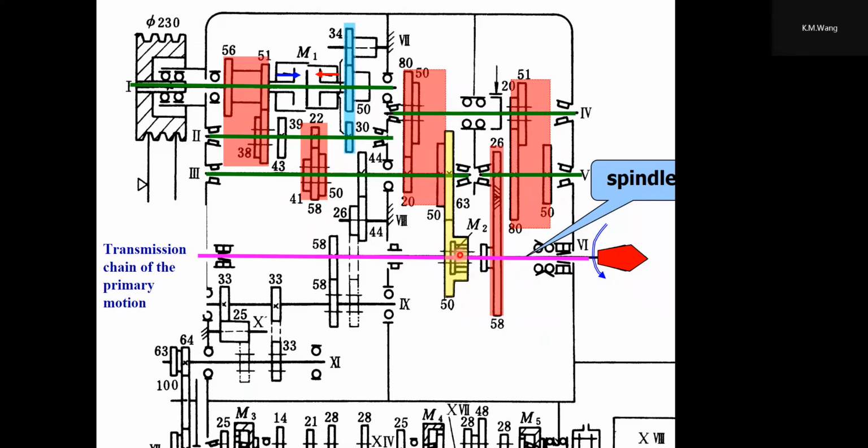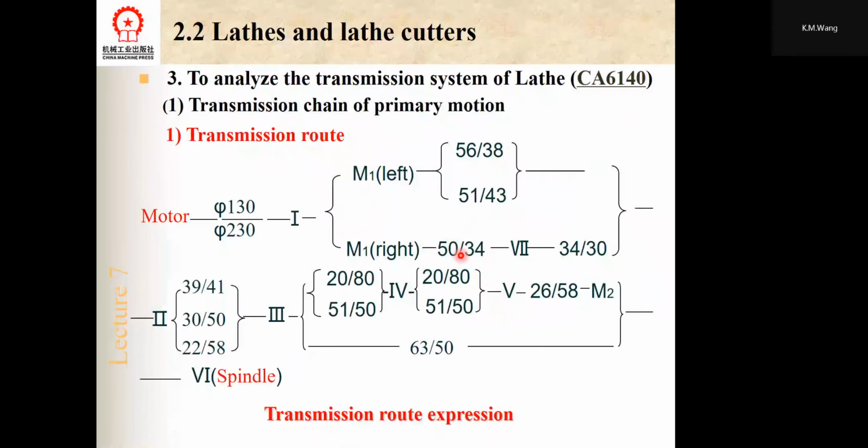So this is the transmission ways of the primary machine. We can use this to express the transmission route of the primary machine. This is the transmission route. And the first is the motor, and through the pulley gears, this is chapter 1.